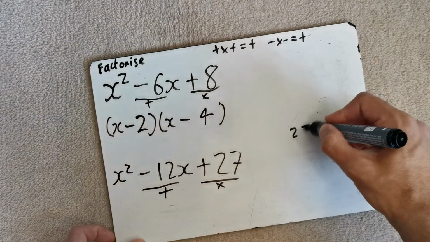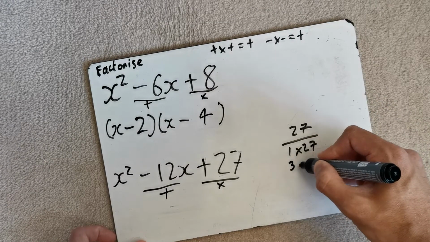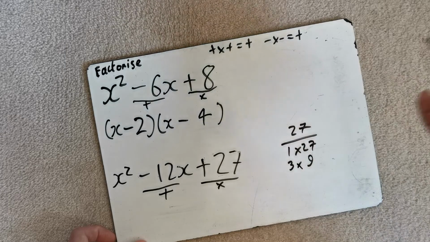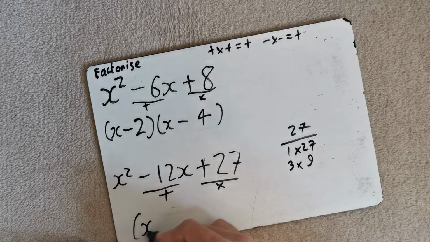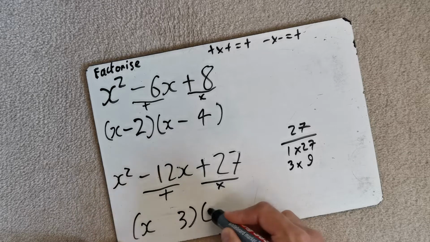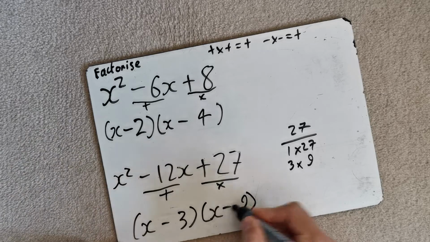Well, to get 27, we could have 1 times 27. We could have 3 times 9. Oh, that's it. So in this case, it'll be 3 and 9. Both negative in this case.